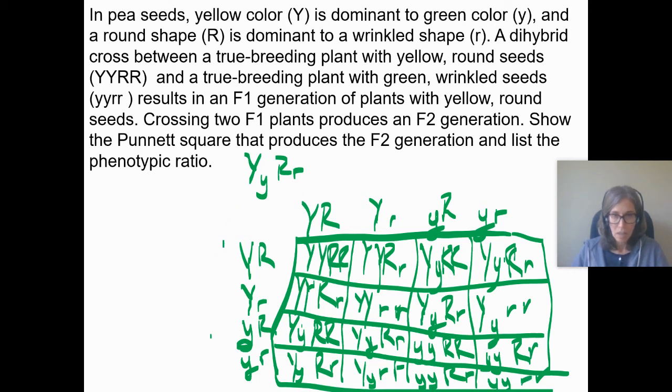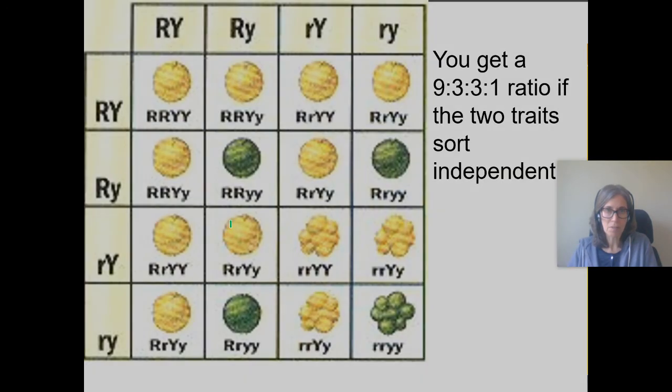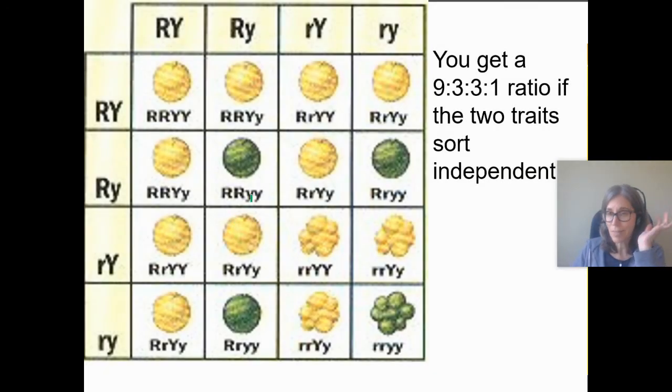Okay. Super duper. What you should memorize when you do a heterozygous mated with a heterozygous is that you're going to get a 9 to 3 to 3 to 1 ratio. And this is what it's going to look like. Whoa, that was a lot less work.